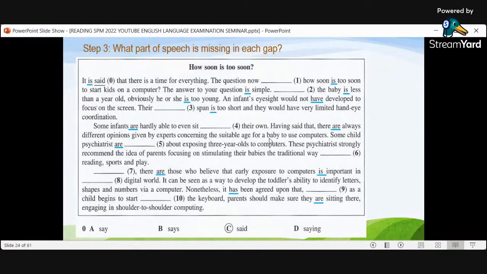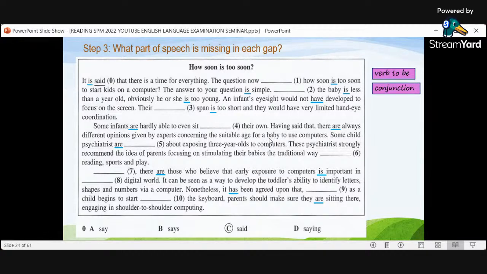So what part of speech is missing in each gap? I've underlined the verbs to be, that is, to show that it's in the present. All right, I know now it's in the present because it's about now, about facts, what's going on, discussion is going on about computers. So the question now: verbs to be is, are, was, were. I think so. I'm just putting it there. The answer, the part of speech can change, all right, just to let you know.